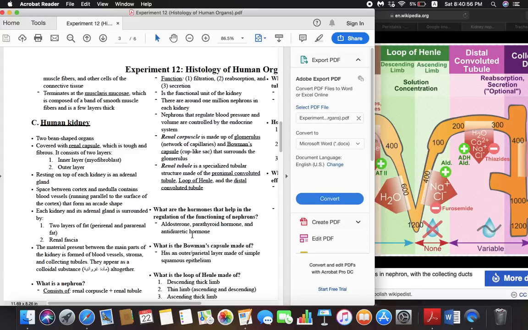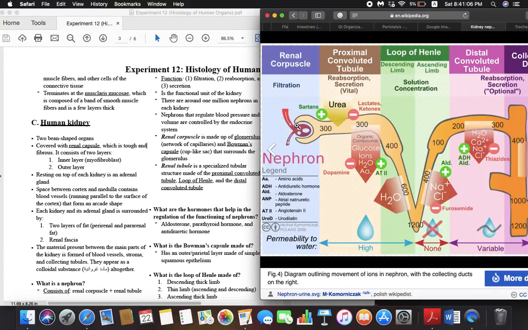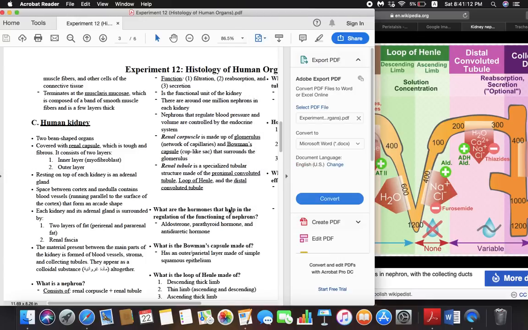We need to know what the Bowman's capsule is made of. The Bowman's capsule is made of an outer, or another word for outer, parietal layer made of simple squamous epithelium. So the outer lining of the Bowman's capsule is made up of simple squamous epithelium. So this lining is simple squamous epithelium.